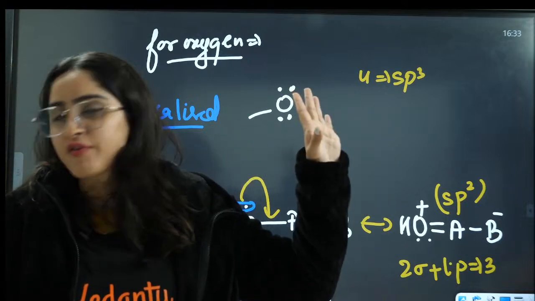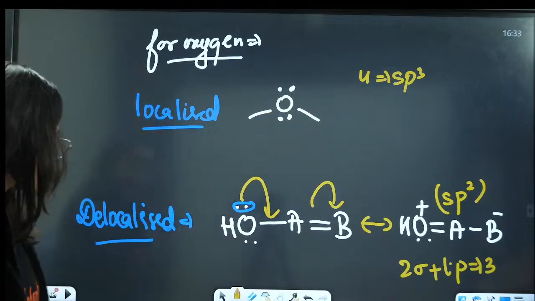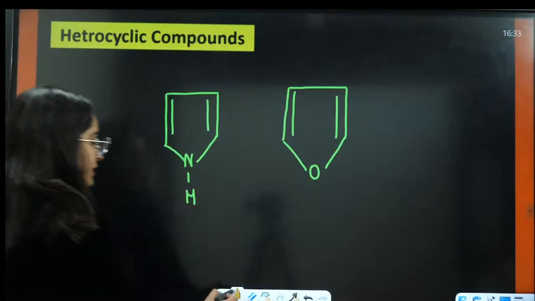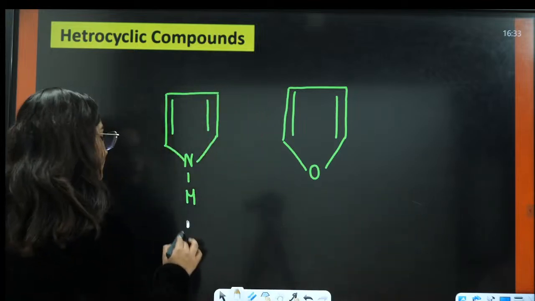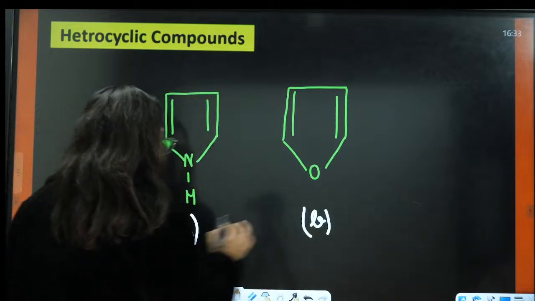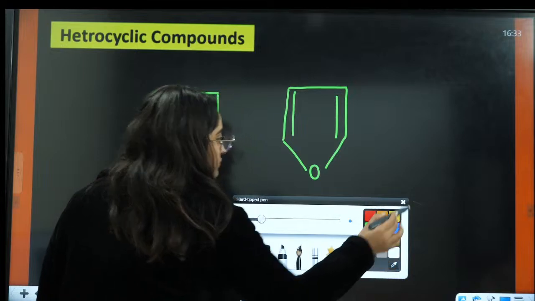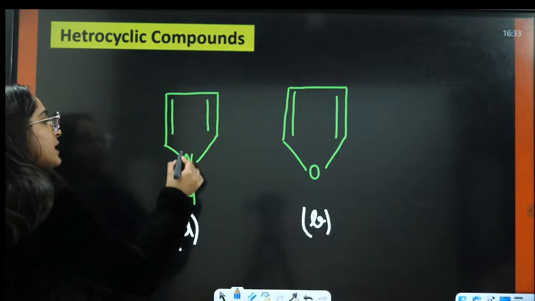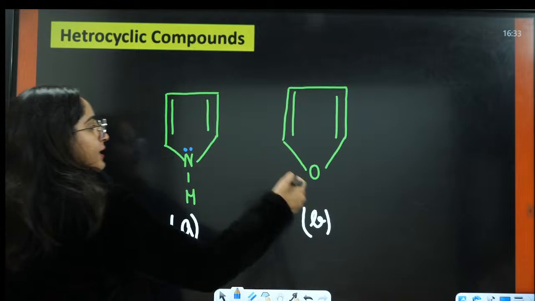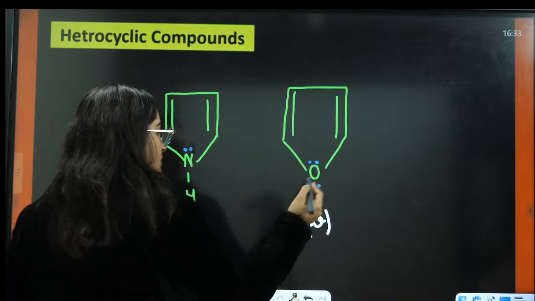Understood? Understood, everyone? Perfect. Very nice. Okay. So now let us understand these two things. Now you will be able to understand these two things. Now you have 3 sigma bonds, so there will be 1 lone pair. It has 2 sigma bonds, so it will be 2 lone pairs here, right?